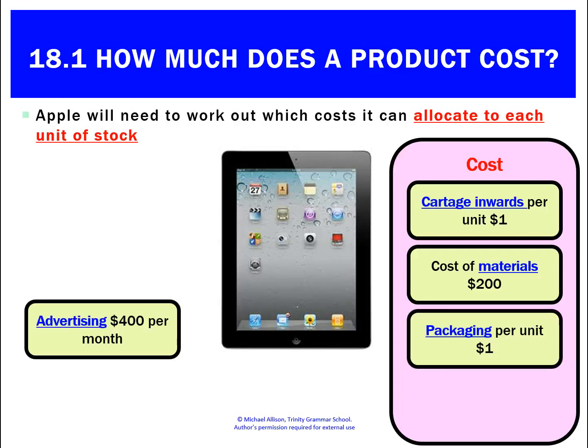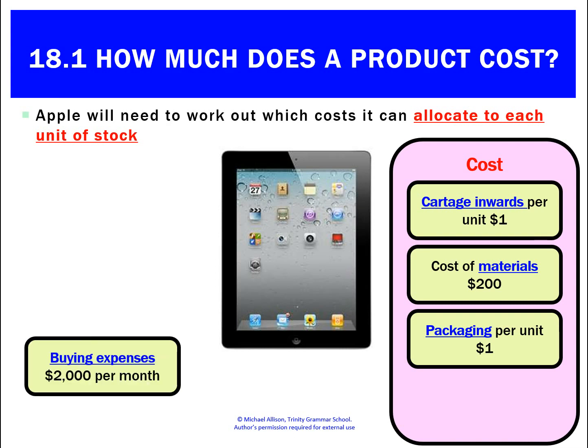I've then got the advertising, $400 per month. Again, I'm going to have trouble calling that part of the cost because, does the Apple ad have this iPad in it that I'm selling right now? Or maybe the Apple ads are for the brand and cover Apple TV, iPods as well, smartphones, iPhones. So I can't really logically allocate this advertising. So I'm going to leave that out.